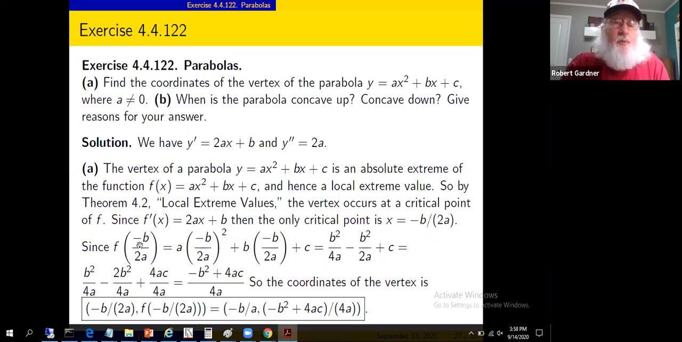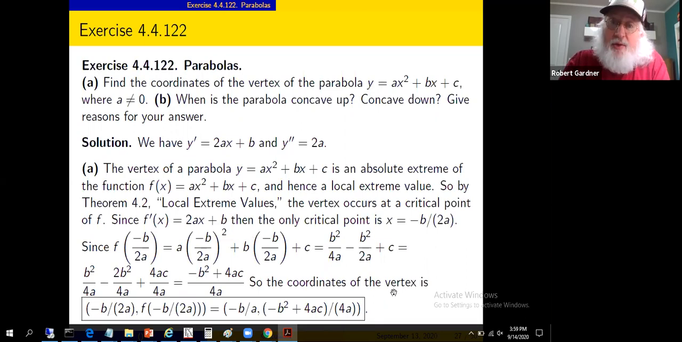Let's plug that critical point back into the function. It'll produce this value, negative b squared plus 4ac divided by 4a. That reminds me a little bit of the quadratic formula as well, a little less so. But the vertex will be at the critical point. Here's the critical point. There's the x value. There's the y value. So those are the coordinates of the vertex.